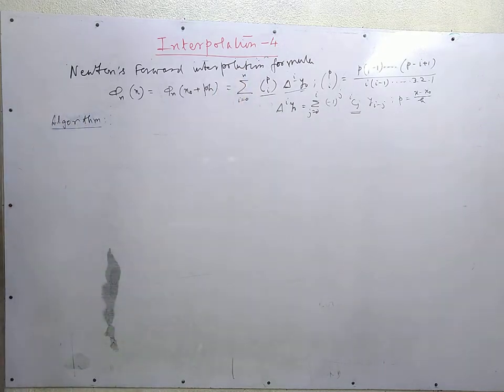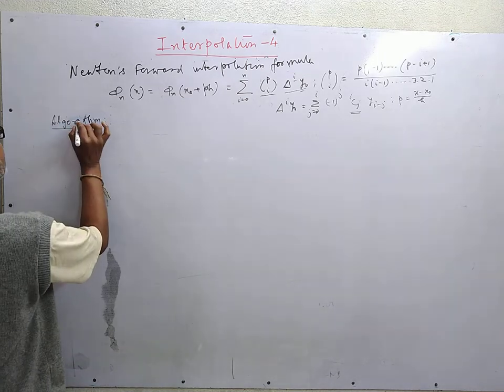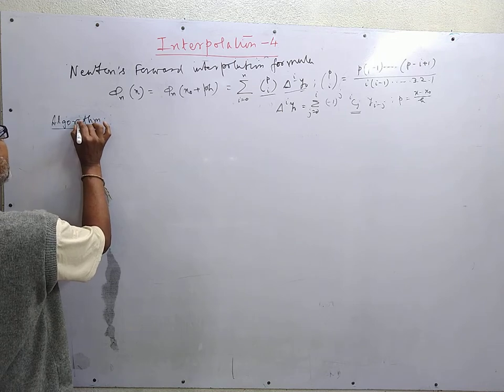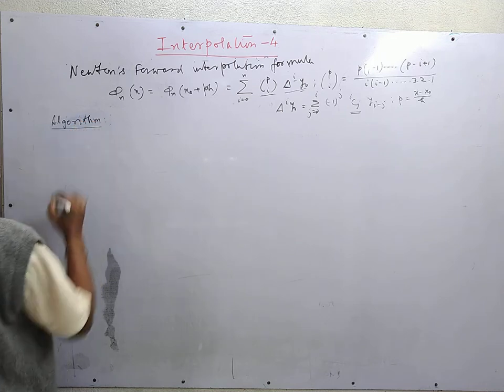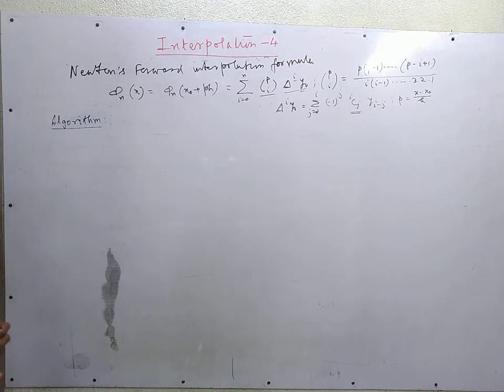Before going to this, I would like to mention that the word algorithm has originated from the name of an ancient mathematician of Iraq, Al-Khwarizmi, who is famous for his work on Indian mathematics.